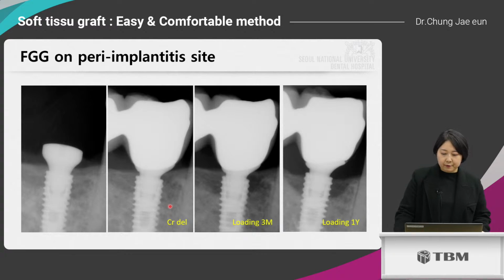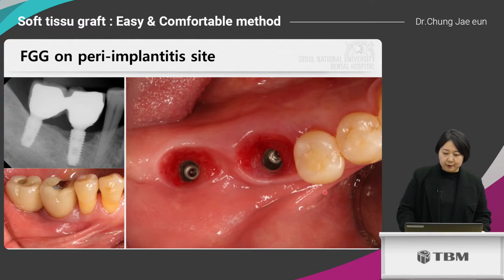Also, I usually use FGG in the sites with peri-implantitis. This is an implant I placed, but about a year after loading, the crestal bone loss progressed a lot. First of all, if you look, the crown margin is deep below the gingiva. When I removed the crown, the gingiva was compressed a lot and there was some bleeding. And the buccal keratinized gingiva is very small and vestibular depth was insufficient.